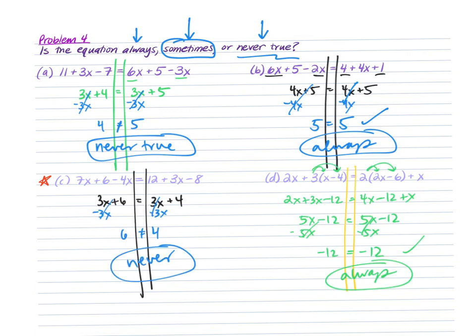Okay, so we didn't even get a sometimes example. All the rest of these in the section are sometimes, if you get an answer. In this case, we have two numbers that don't equal each other, so it's never true. We have two numbers that always equal each other, so it's always true.